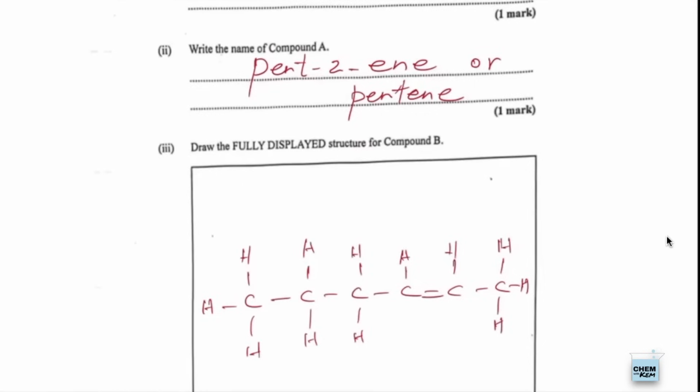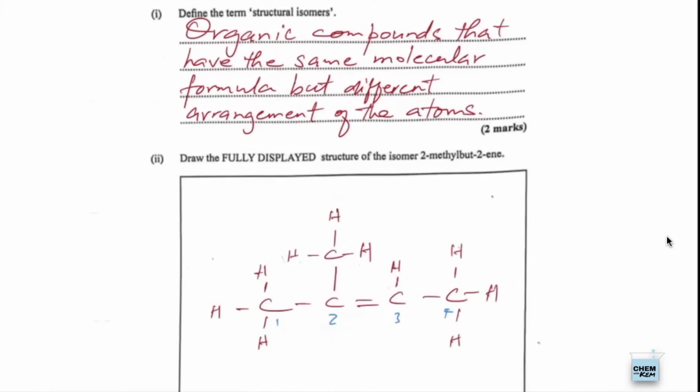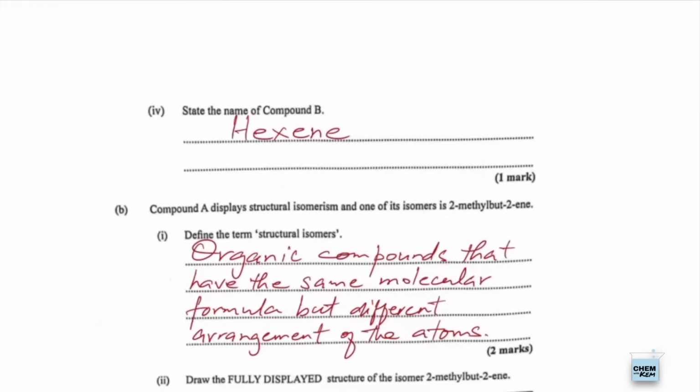Not that naming comes up here, but yeah, that's compound B, and they ask us for the name. So it's hexene. We would get away with hexene. If we put hex-2-ene in, that's fine to give the location of the carbon-carbon double bond. That's even better. But we would get the mark for saying hexene.